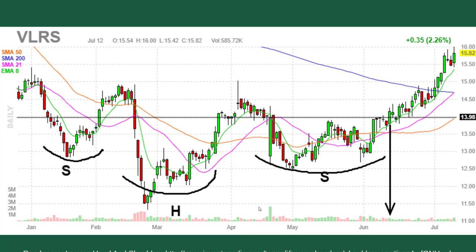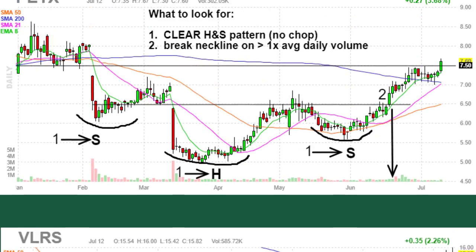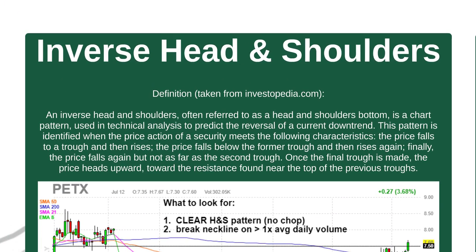VLRS, another one, very, very clear. Shoulder, head, shoulder. And then you've got your neckline spots. Some people will put them at 1450, at 15, 1350, 14. I had this at 14. And when you see that neckline break on greater than 1 times average daily volume, that's the sign. That was my buy signal, and it worked out nicely. And again, not all of them work out like that, but it's nice when they do.